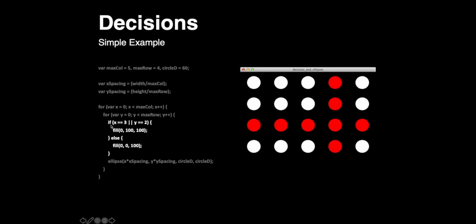So here is an or statement. So if x equals 3 or y equals 2, then make the ellipses red. Otherwise, it'll be white. So let's look at the x-axis first. So if it's 3, 0, 1, 2, 3. So this entire column should be red. Then for y, if it's 2, 0, 1, 2, this entire row should be red. So let's try and play around with that in code as well.